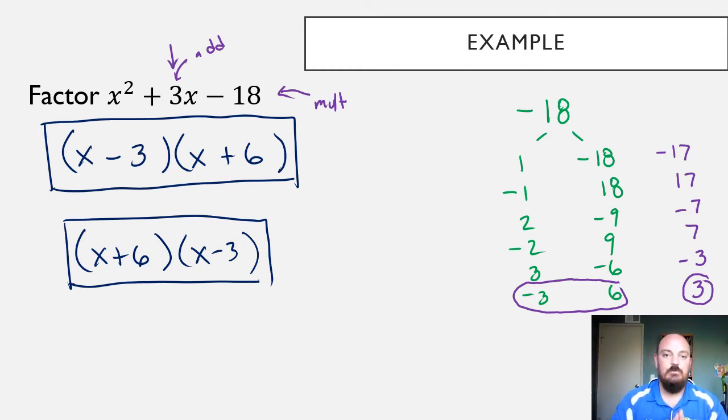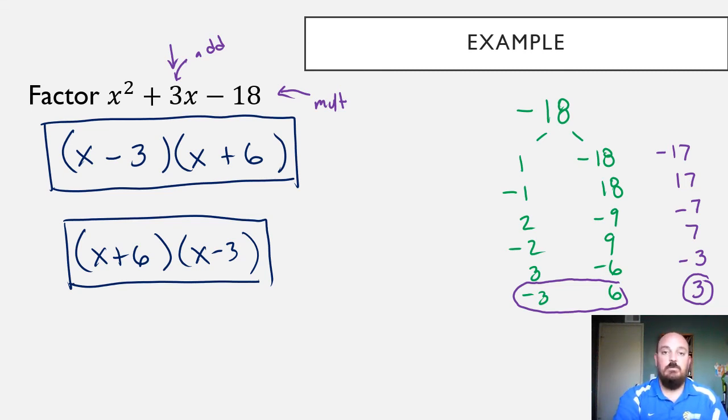But the work here, remember, I said it's kind of like a number puzzle. You guys are looking at the numbers in the question, which were a negative 18 and a positive 3. And you're saying to yourself, I need to find two numbers that multiply together to give me negative 18 and add together to give me positive 3.